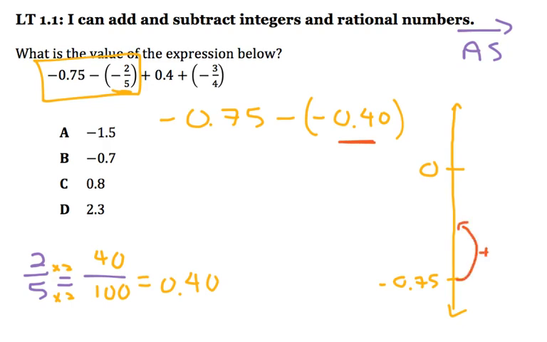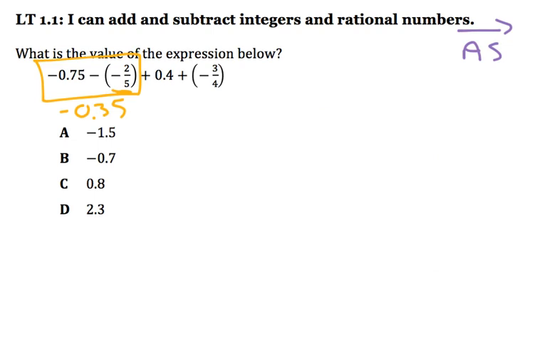So I'm going to go up by 40/100. I also know we're not going to pass 0 because we're starting 75/100 below. So to go from there up, in a way it's like subtraction because we're getting closer to 0, and you should end up at 0.35 or 35/100. So the answer to this first part right here is negative 0.35.